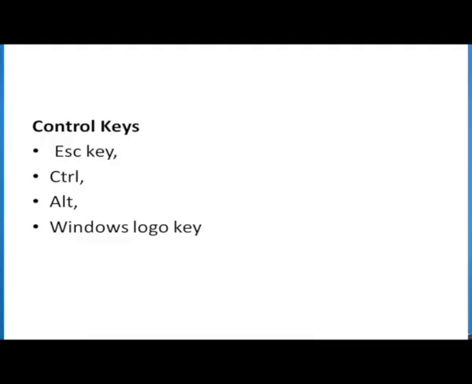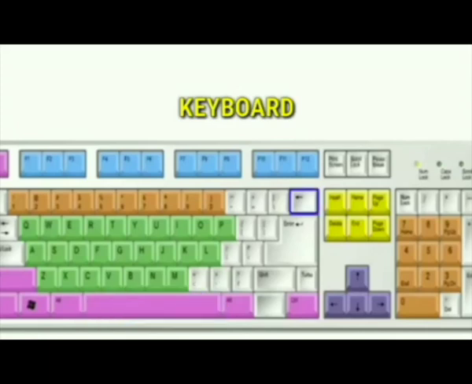Next we have control keys. These keys may be used alone or with other keys to perform certain operations. Escape key, control, alt, Windows logo keys are various examples of control keys. Then we have function keys. These keys are used to perform certain tasks. They are labeled as F1, F2 and up to F12. They are placed on the top row of the keyboard. These keys have different functions in different applications and programs.